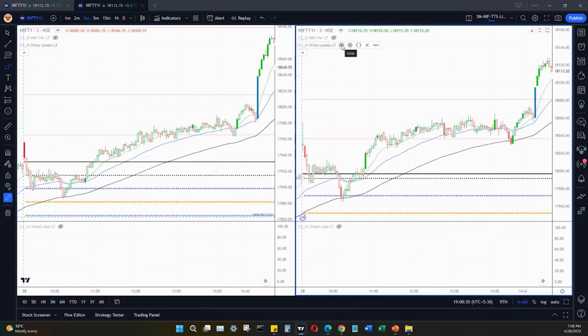I've discussed in depth about these indicators in my previous videos, like how to use them, how to read the signals, what these indicators are, and how you use them in conjunction with the price action and the candlestick patterns.